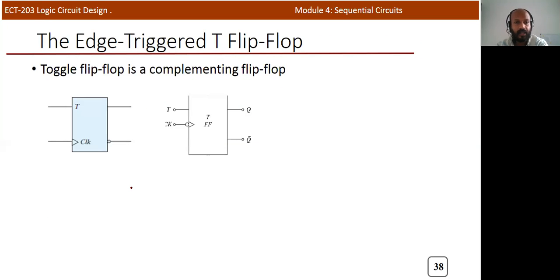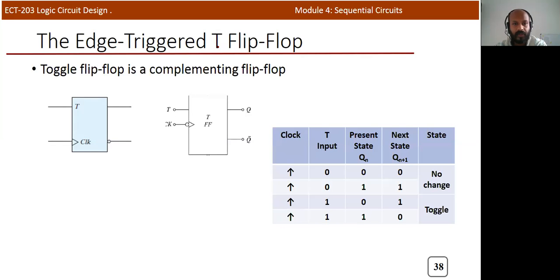Now we'll discuss the fourth category. We already discussed D, SR, and JK flip-flops. This is again a simple edge-triggered flip-flop. It is known as a T flip-flop, or we can call it a toggle flip-flop. A toggle flip-flop is a complementing flip-flop. Again, there can be two possibilities: positive edge-triggered or negative edge-triggered clock. And here you can see the truth table of this particular flip-flop. Again, this is not D; it's T actually.